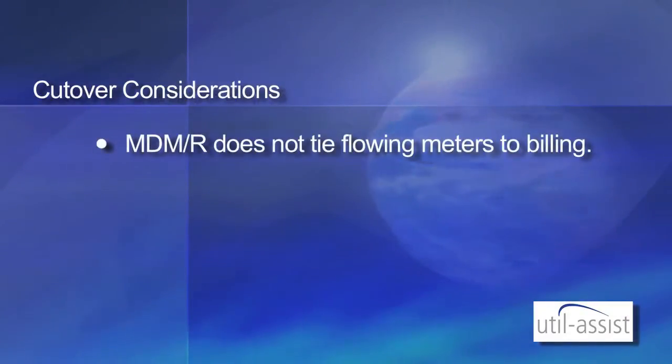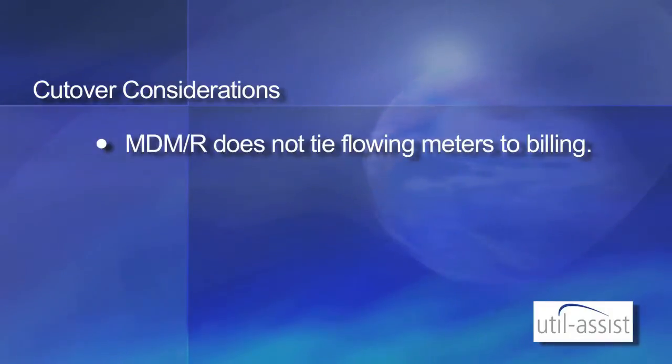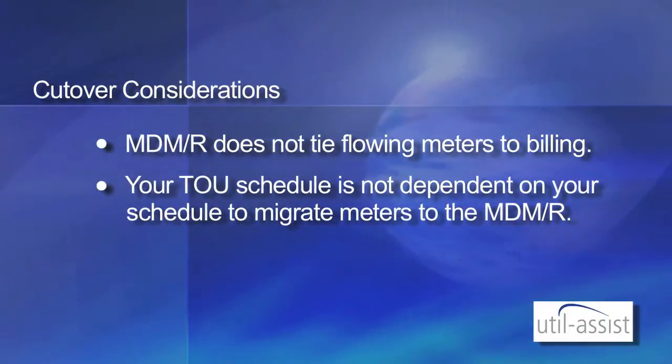It is important to note that the MDMR does not functionally tie flowing meters to the billing process. You could flow meter data from the MDMR and not bill for months, even years, before starting to bill from the MDMR. Your TOU schedule is not dependent on the schedule to migrate meters to the MDMR.